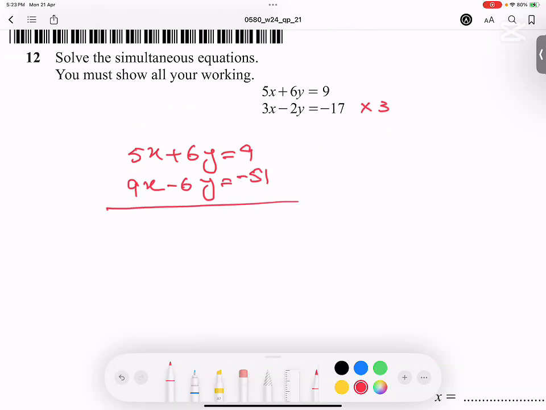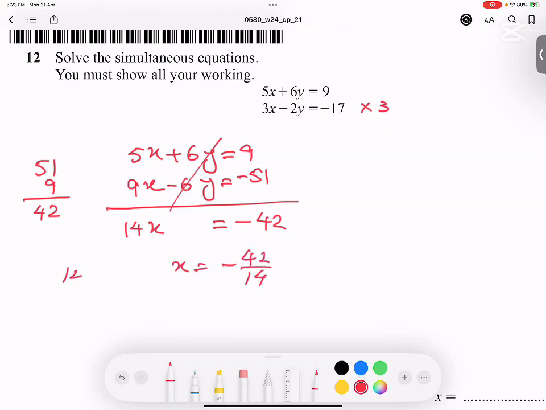So now this cancels out. 9 plus 5 is 14x. And here, if I subtract, 9 is gone, so from 51, subtract 9. I got a 42, but negative 42, make sure. This 14 will divide because it is multiplying there.